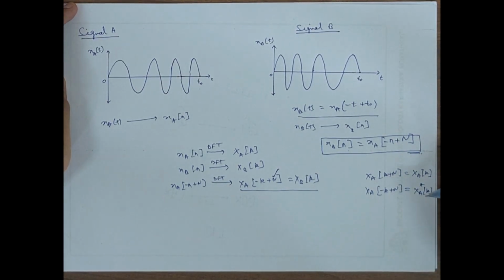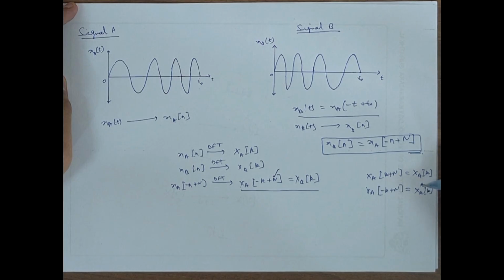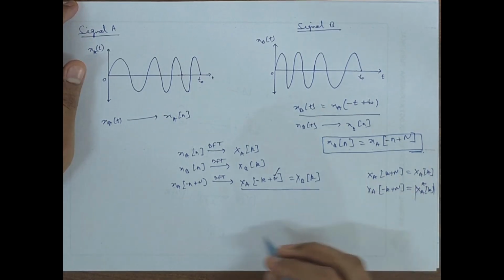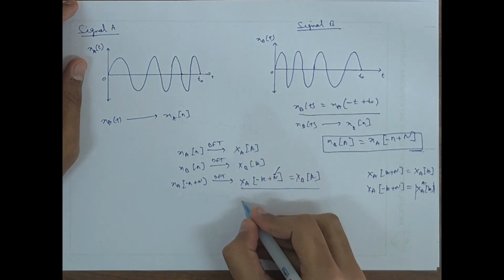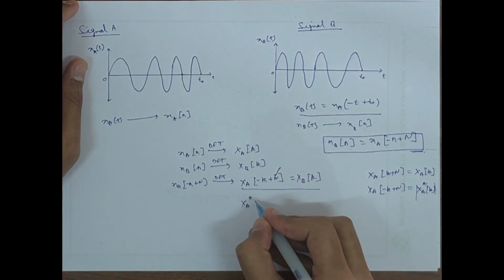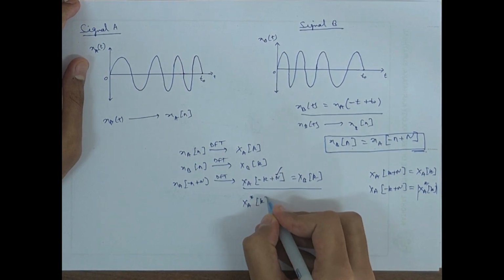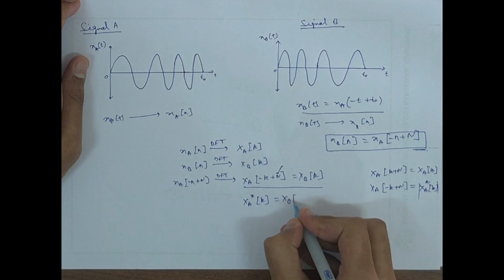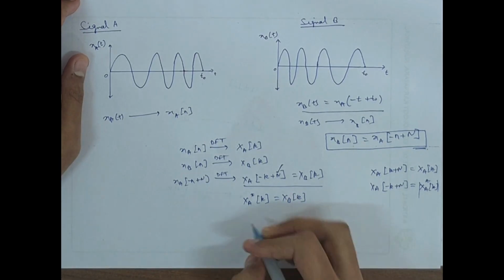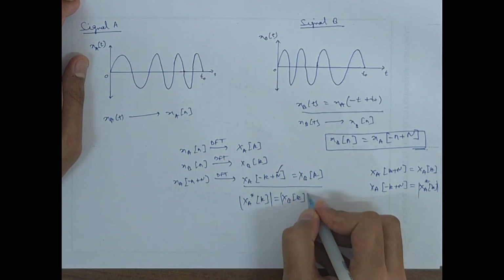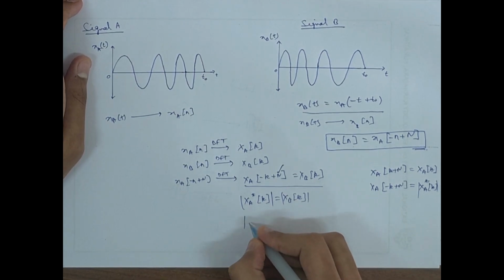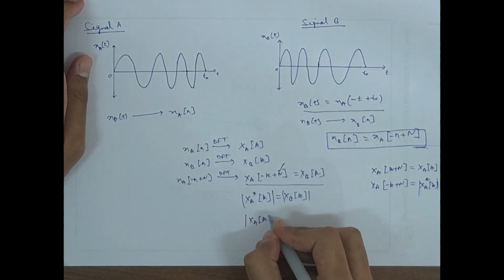But for our discussions, this conjugate wouldn't really matter because we'll just be taking the magnitude. If we take the magnitude of it, these both are the same. So by property, I can write Xa star of k, the conjugate of Xa of k, will be equal to Xb of k. But as I already said, we'll just be taking the magnitude, so the magnitudes will be the same. And the magnitude of the conjugate is the same as the magnitude of the original signal.